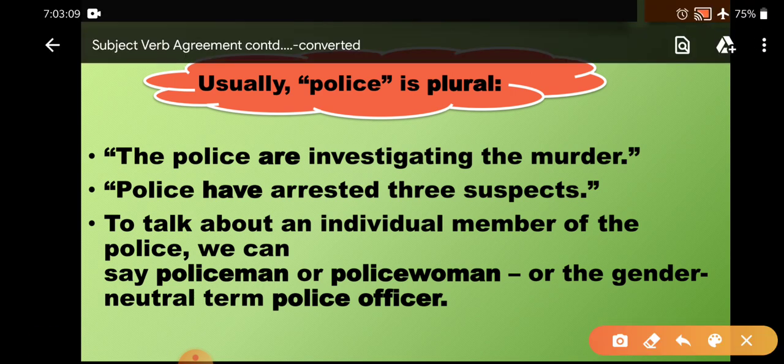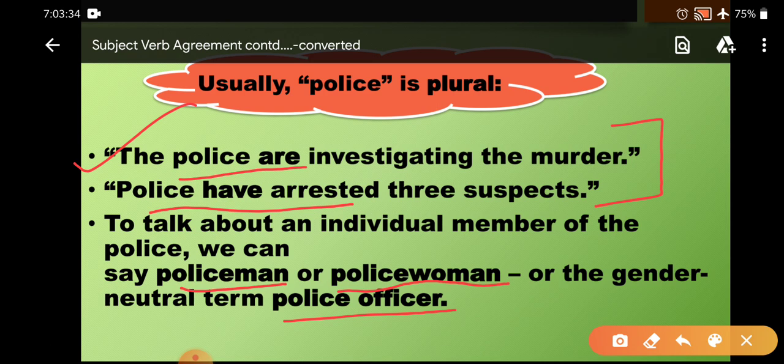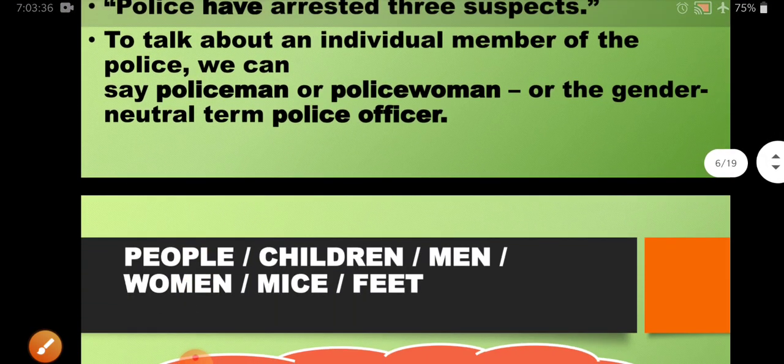So the police are investigating the murder. Police have arrested. Otherwise, we say in singular form. These two are plural forms. The police have arrested 3 suspects. Now, when you talk about singular, you can call that person a policeman or a policewoman or a police officer.